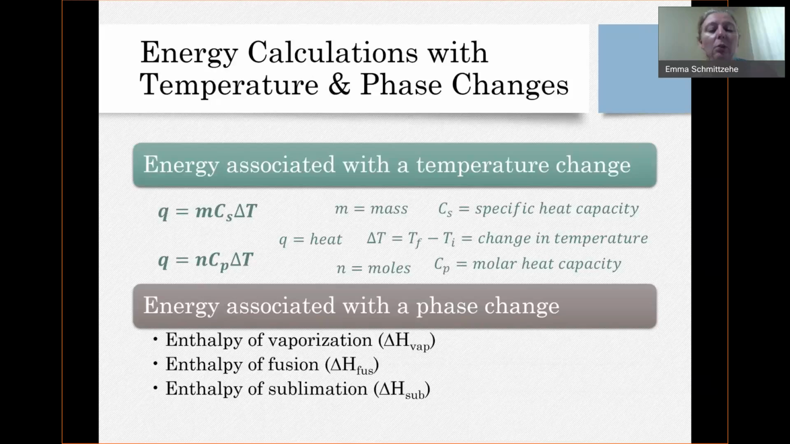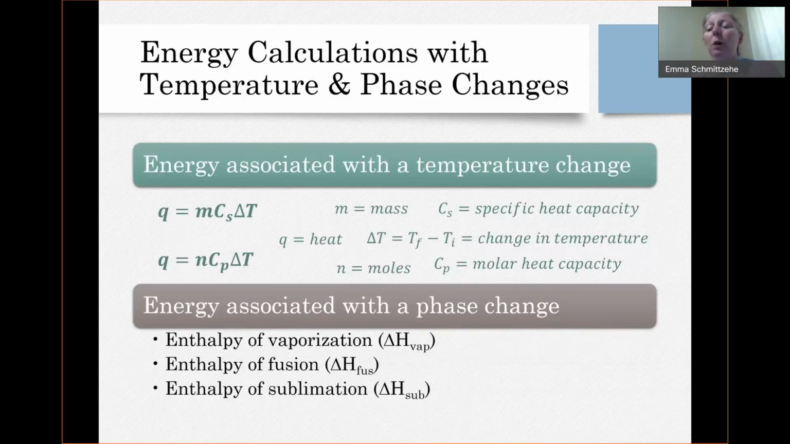So your enthalpies of vaporization, fusion, and sublimation are positive values. So when you use them in the calculation, the heat comes out positive, meaning that that sample absorbs that much heat. If you were talking about the reverse process, you would just change its sign to a negative, and that would indicate it is releasing that much heat.